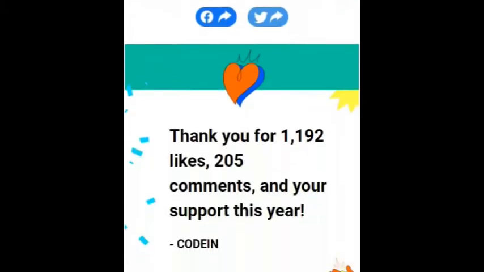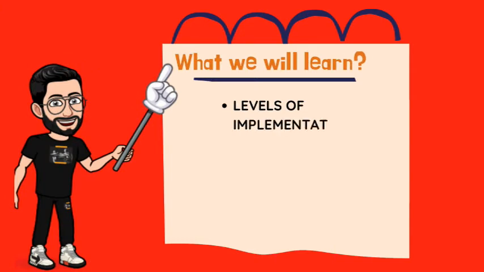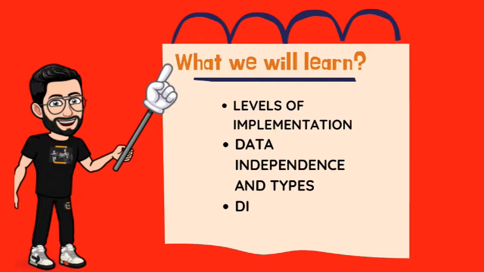So in today's lesson we are going to discuss what the levels of database are, what the different kinds of database relational models are, and what we mean by data independence. We are going to discuss data independence, levels of implementation, and data models one by one in this video.